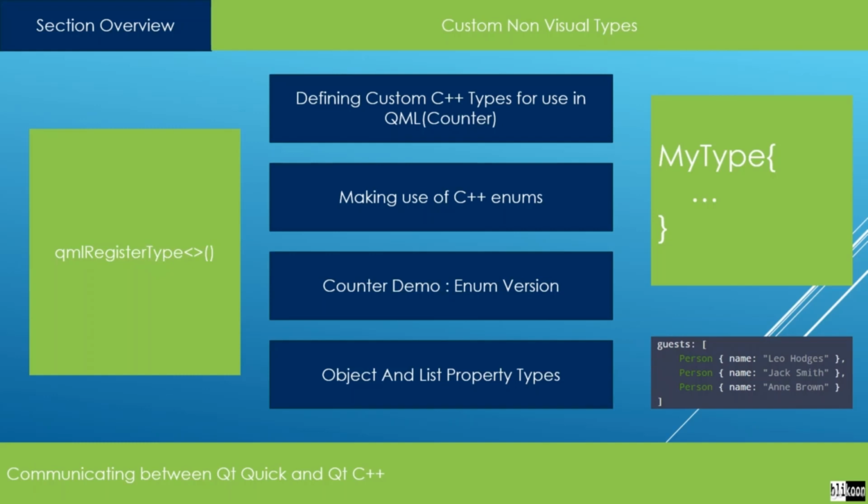We are going to start by defining our own custom type and use it to build the counter in Qt-Quick. We're going to see how you can expose C++ enums. We're going to build a new version of our counter using enums.